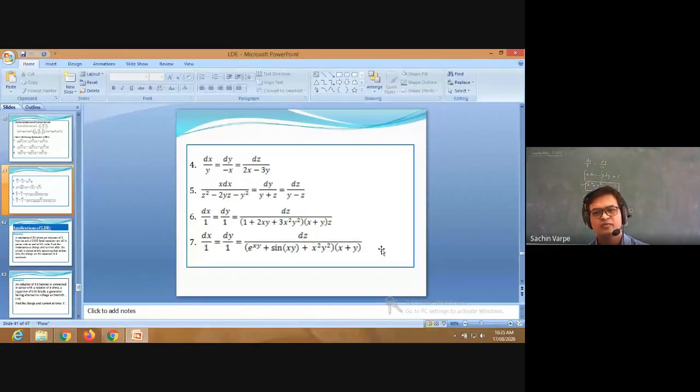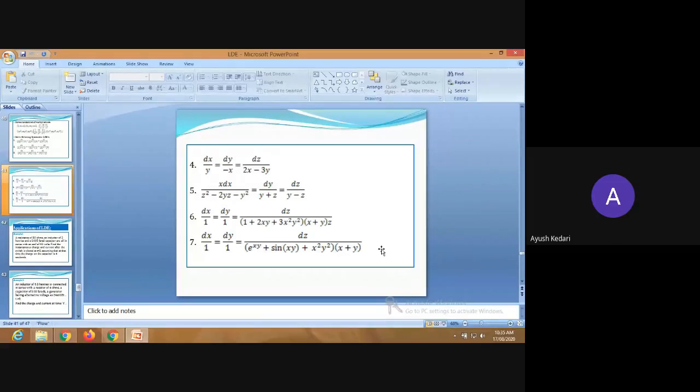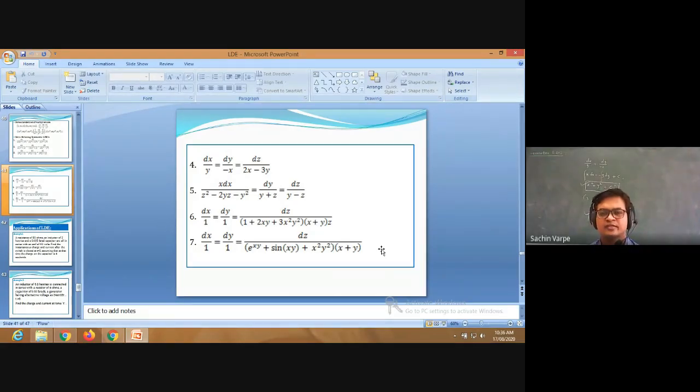Now, the fifth one is for homework. Let us try the sixth one. What I said is that we can use either method of grouping, or method of multiplier, or using the first solution to find the second solution, or a combination of method of grouping and method of multiplier. Let us take sum number 6. Anyhow, we have to get the solution.